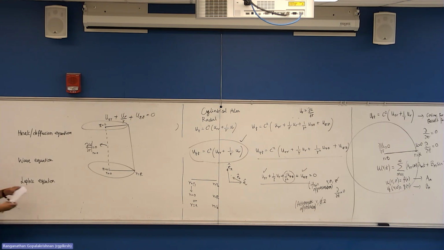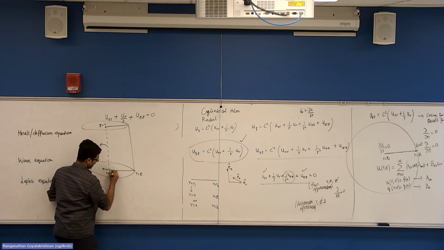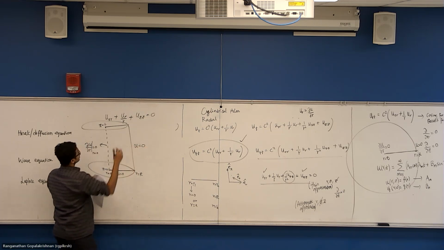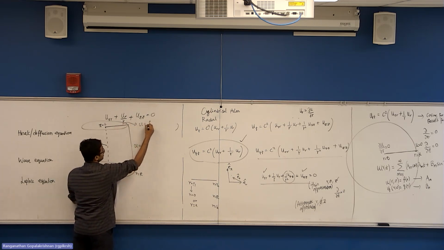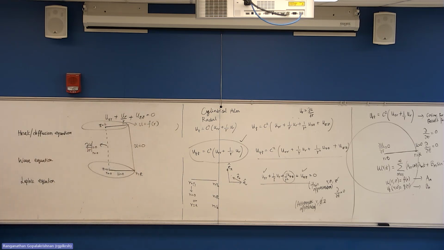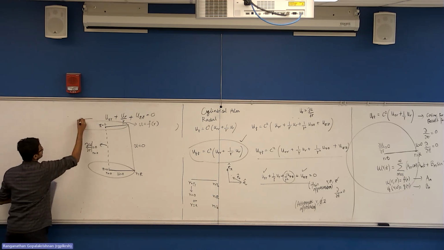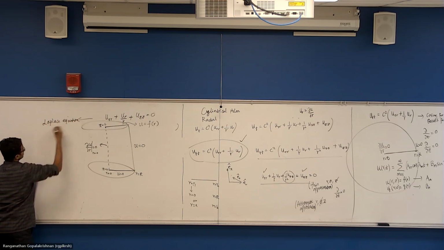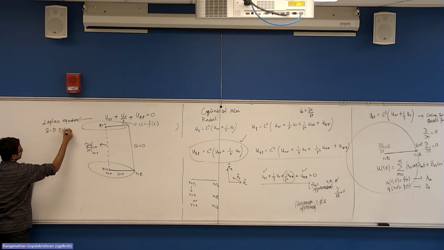And I'm going to solve a very specific problem where we have boundary conditions u equal to 0 on the bottom face, u equal to 0 on the curved surface, and u equal to f of r on the top surface. This is the boundary condition for which I'm going to solve this problem. So this is the Laplace equation in 2D cylindrical polar.